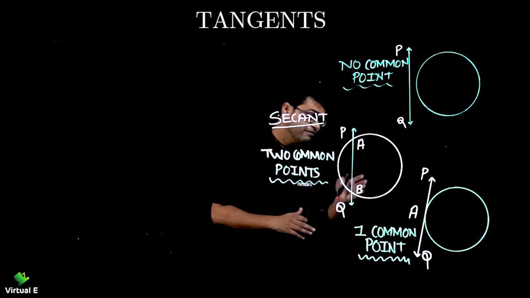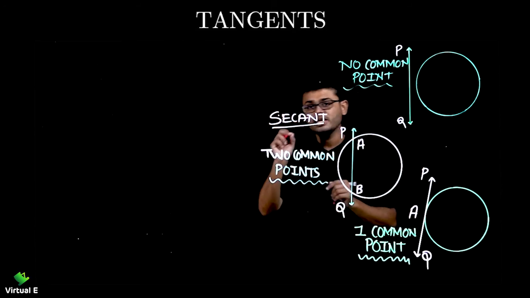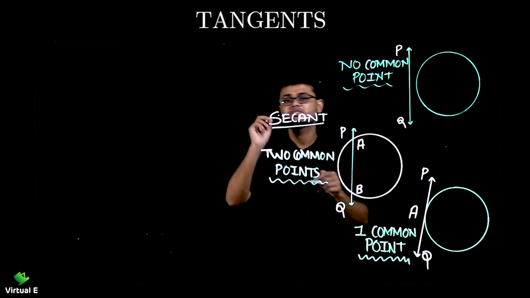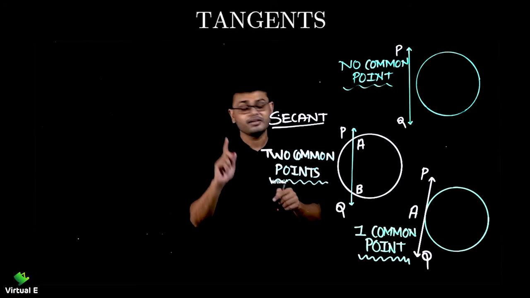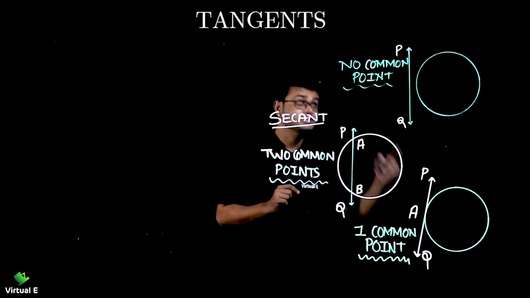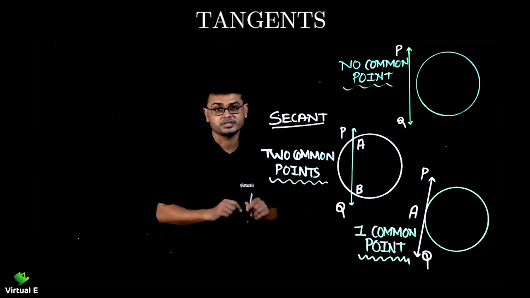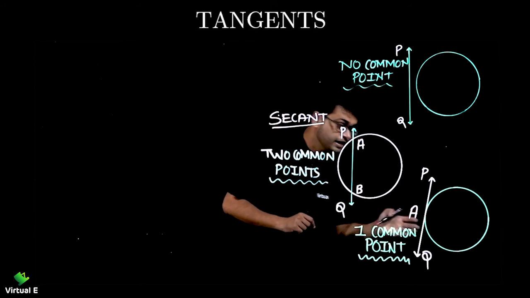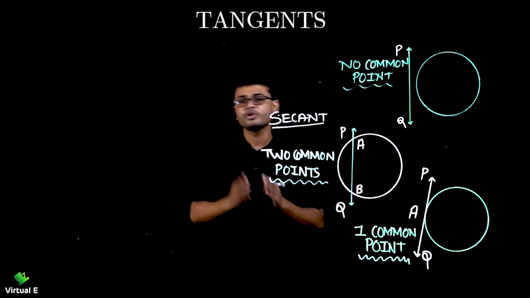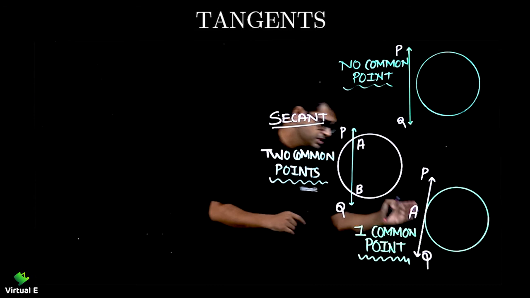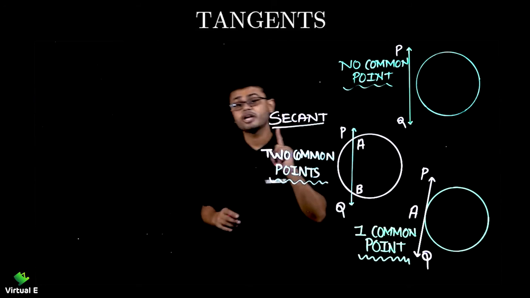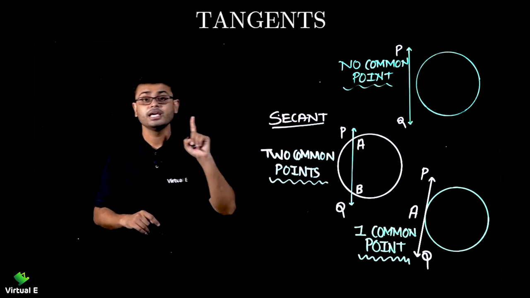Now let's talk about when the line touches the circle. It only touches the circle. That's it, nothing else. It's not even going inside the circle, not outside. It just touches the circle. In that case, there will be only one common point, right? And that line is called a tangent. This is what we are going to discuss this year. This is the case that we are going to talk about again and again. We are going to prove results related to it, theorems related to it, and we are going to do numericals based on it, right? So this is the case when the line is touching the circle and there is only one common point.